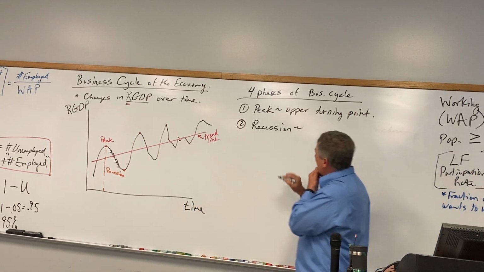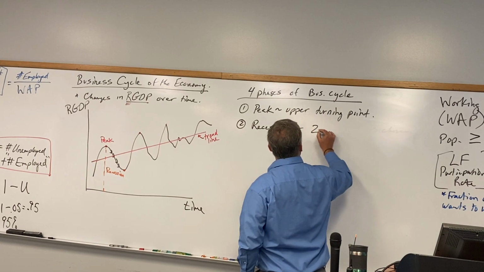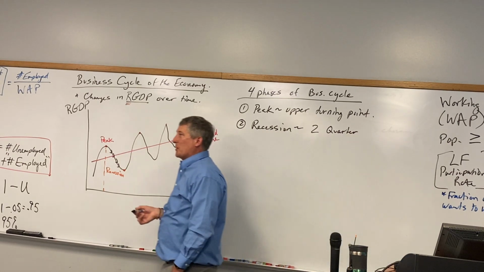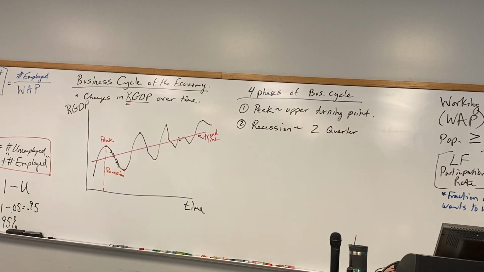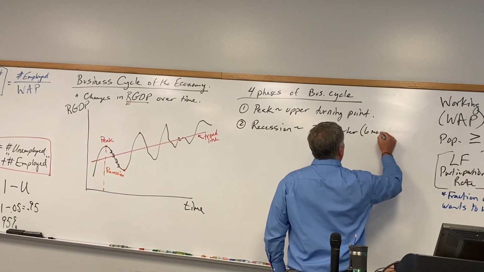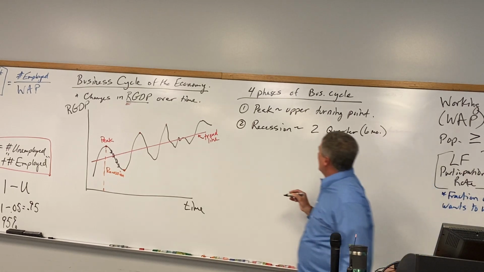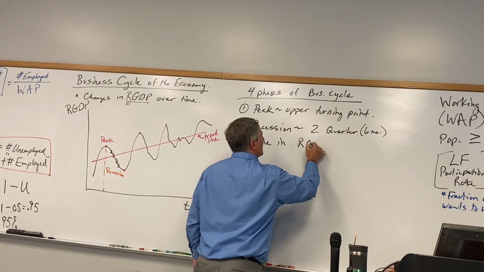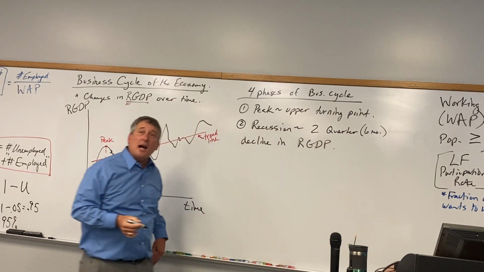Now, by definition, a recession is a 2-quarter decline. How long is 2 quarters of a year? Half of a year. So how many months? 6. One quarter is 3 months, so 2 quarters is 6 months. So a 2-quarter, or 6-month, decline in real GDP is how we define a recession.